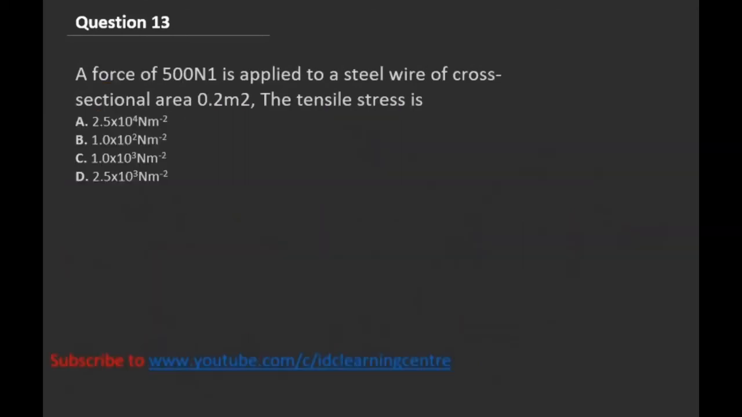Question 13. A force of 500 Newton is applied to a steel wire of cross-sectional area 0.2 meters squared. The tensile stress is A. Now we have the options.